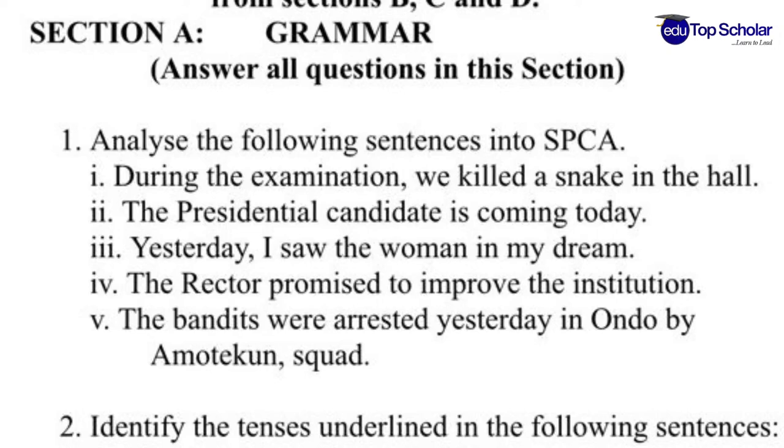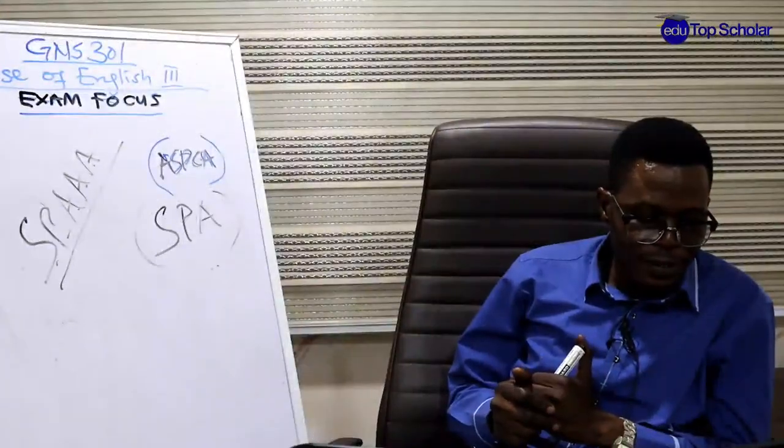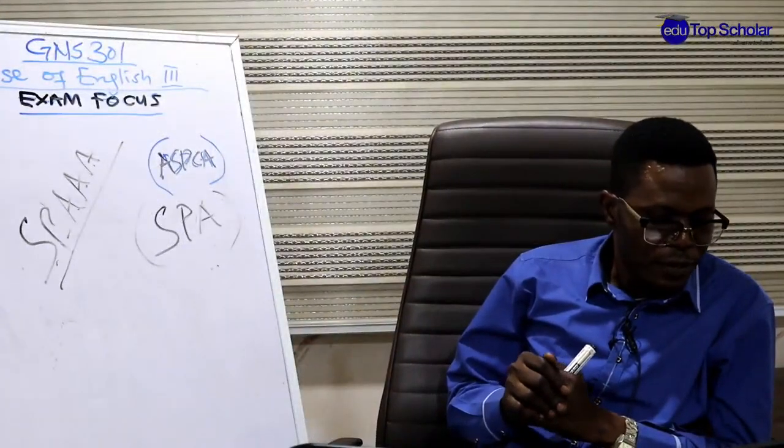So can you see it? So that is the bandits, subject, were arrested, predicator, yesterday, adjunct, in Ondo, adjunct, by Amatekun squad, adjunct. So we have it as SPAA. That's number 5. Now, then the last one, please, sir, do all sentences end with an adjunct?